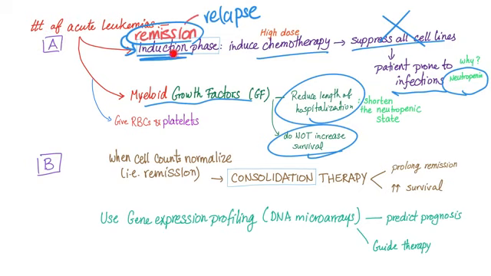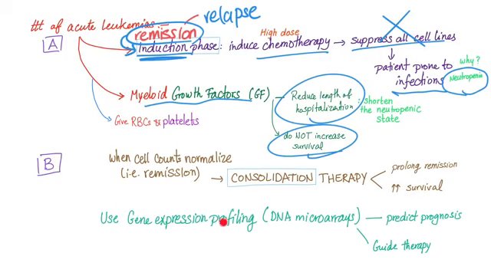Now, in many cases, the cancer is gone and the patient is so happy and they think, oh, I don't need to go to the doctor again. Wrong, because sometimes the cancer comes back. That's why we need a consolidation phase. When the cell count normalizes, i.e. remission, cancer cells are gone, we use consolidation therapy to prolong remission so that we don't relapse and to increase survival.